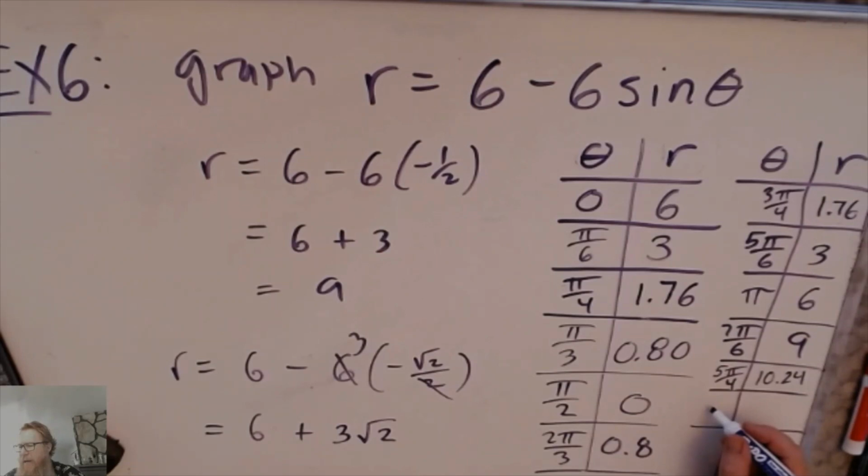What else do we have? 5 pi over 3, 4 pi over 3.